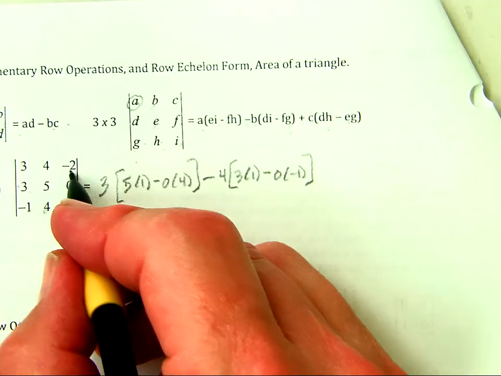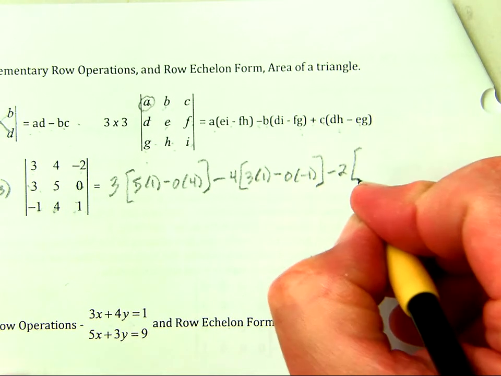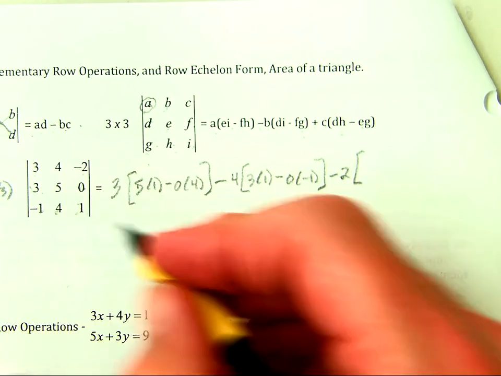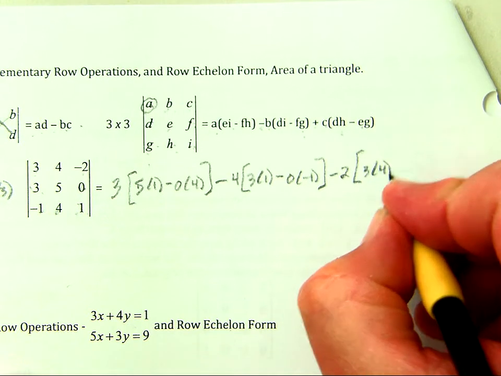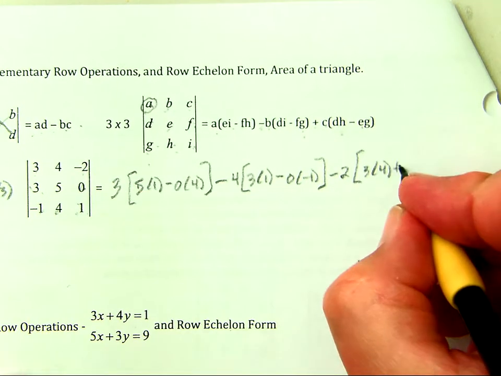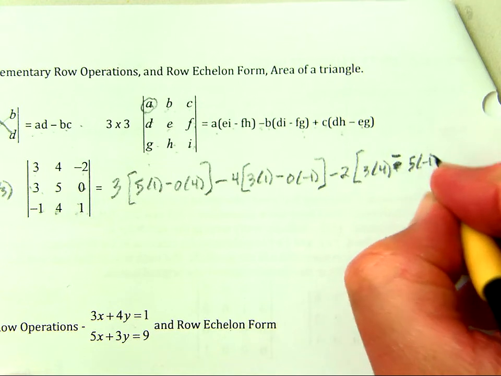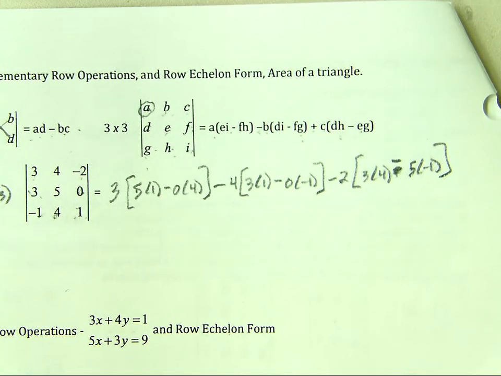Now we move over to the one on the right, the negative 2. So a negative 2 times, now we're going to do the determinant of these left 4. So that is 3 times 4 minus 5 times negative 1. That's how you do the determinant of a 3 by 3.